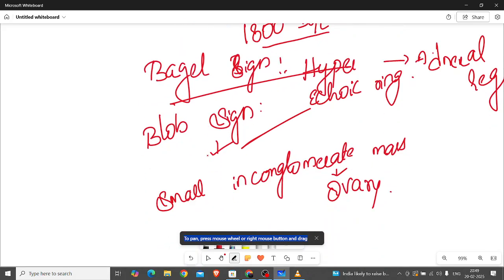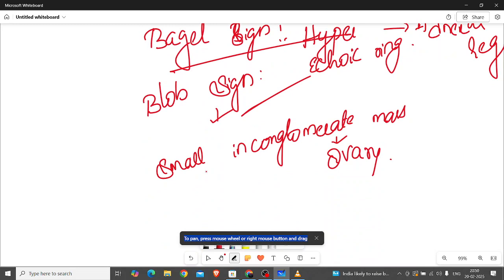Whereas the blob sign means a very small mass will be observed, and that too a conglomerate mass, at the ovarian region. That is indicated as a blob sign. So here there is no evidence of any sac or embryo. Here we cannot identify any sac or the embryo, that is the blob sign.